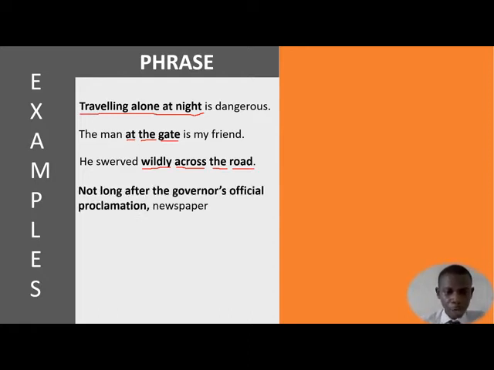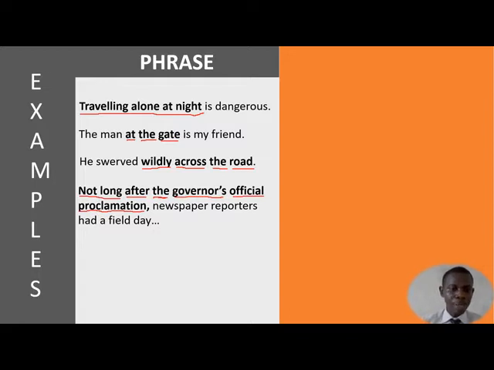Not long after the governor's official proclamation, the newspaper's reporters had a field day. Now here we have not long as an adverbial. Not is a negation, long here is working as an adverb, after is a preposition, the is an article, the governor itself here is a possessive noun, official is an adjective, proclamation here is an abstract noun. So there is no verb here.